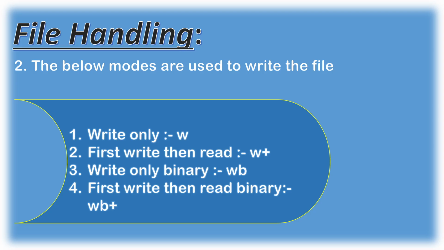Let's see some modes which are used to write the file. For write only, it will be small w. First write then read, it will be W plus. Write only binary, it will be WB. First write then read binary, that will be WB plus. Alright.